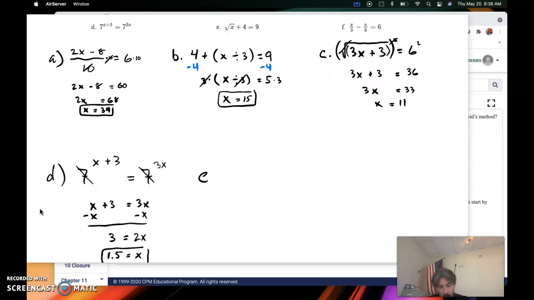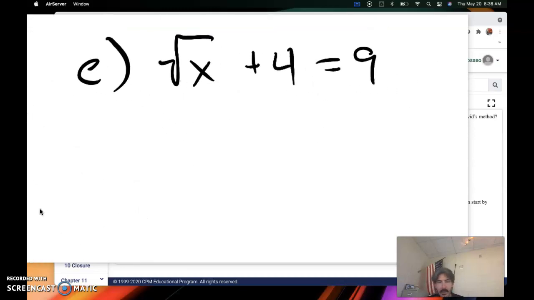Letter E is a good one to see because the square root does not extend over the whole binomial. Okay, so check out letter E. In letter E, I recognize that I should maybe consider getting rid of that 4. I should maybe consider undoing that 4, or I consider maybe rewriting this and saying if the square root of x plus 4 is 9, then the square root of x has to be equal to 5.